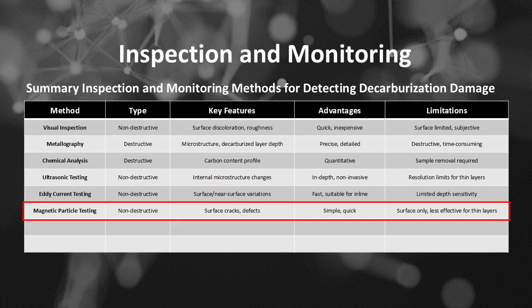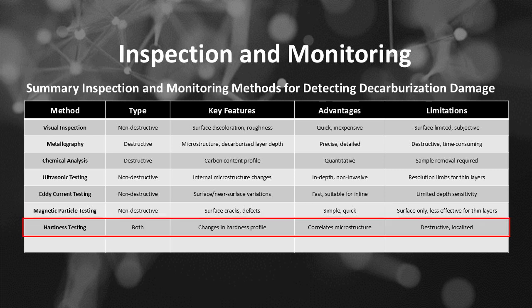If the method in use is magnetic particle testing, the type is non-destructive, the key features are surface cracks and defects, the advantages are that it is simple and quick, and the limitation is that it is surface only and less effective for thin layers. If the method is hardness testing, the type is both destructive and non-destructive, the key feature is changes in the hardness profile, the advantage is that it correlates with microstructure, and the limitation is that it is destructive and localized.